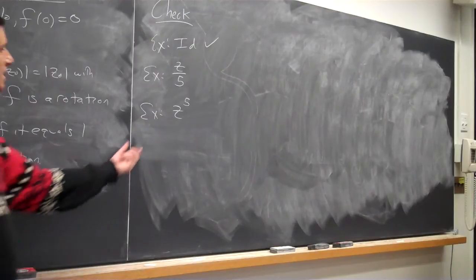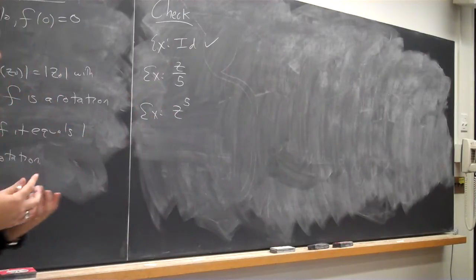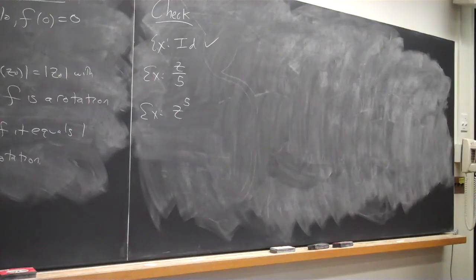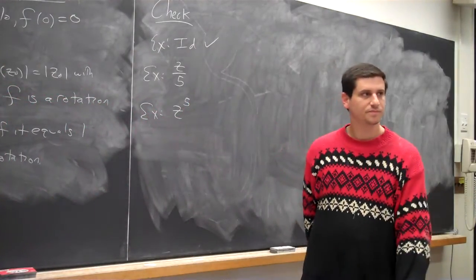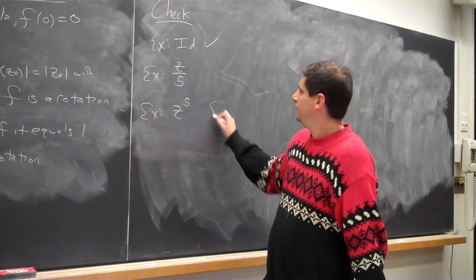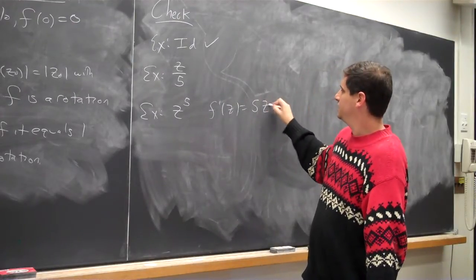And what you can see is, if I'm inside the unit circle, z to the 5th is going to have smaller magnitude. Okay. What about its derivative? So its derivative, f prime of z, is 5z to the 4th.